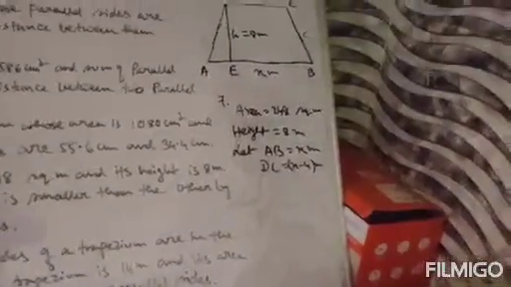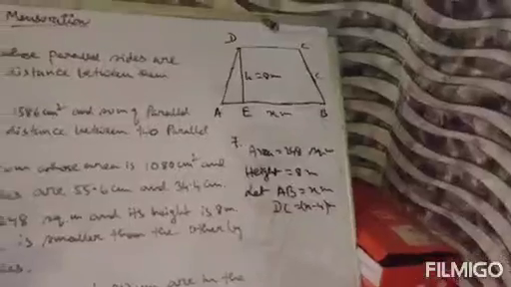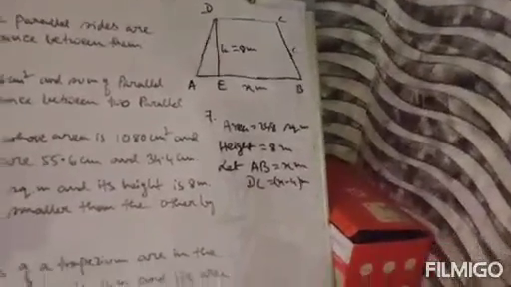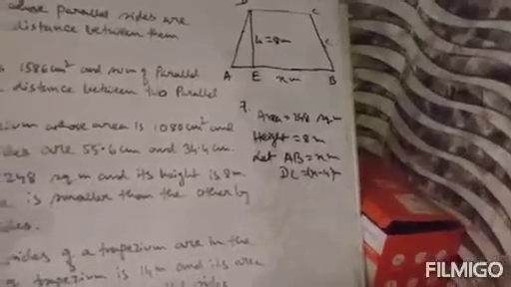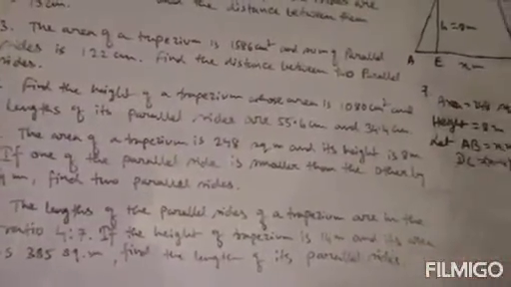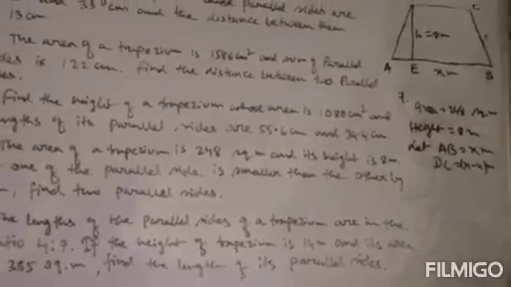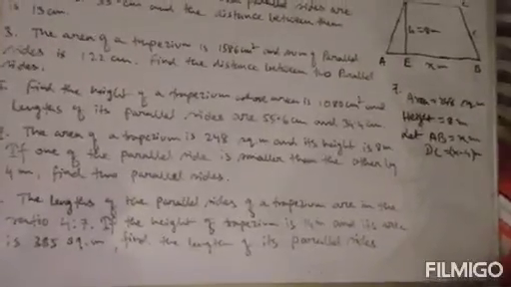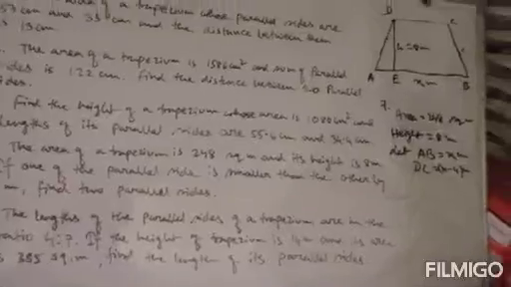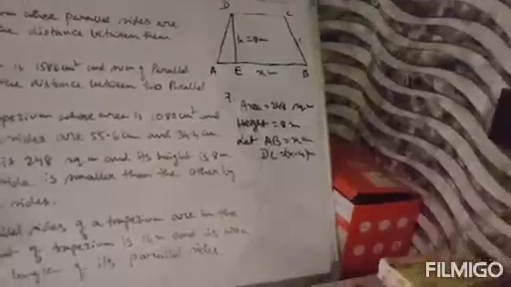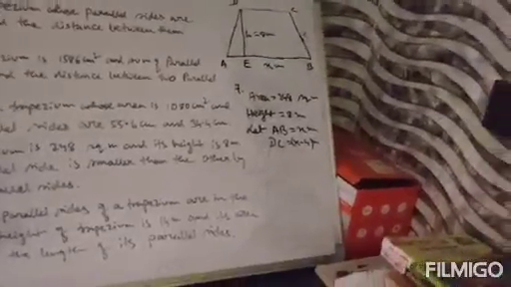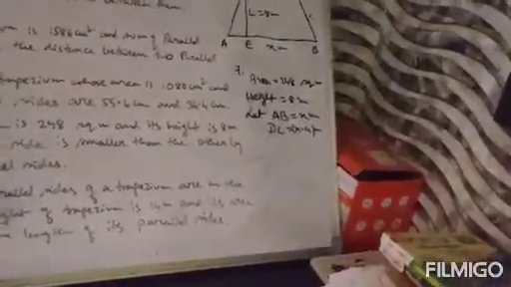Clear? The difference is 4 meters between the two parallel sides. That means if x meters is the length of AB, then DC will obviously be x minus 4, because the statement says one of the parallel sides is smaller than the other by 4 meters. That means AB is the longer and DC is the shorter parallel side. So if AB is x meters, then DC will be smaller than AB by 4 meters, so it will be x minus 4 meters.